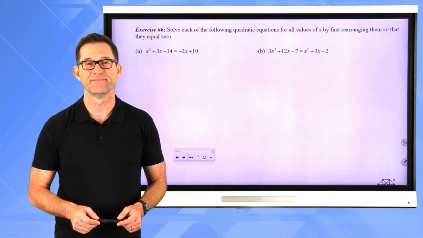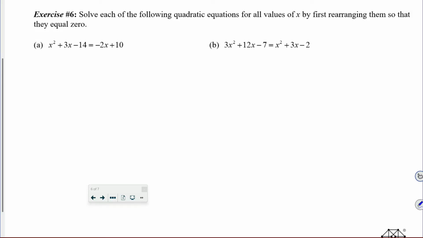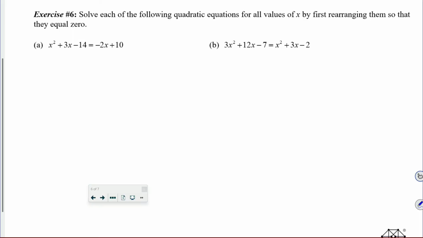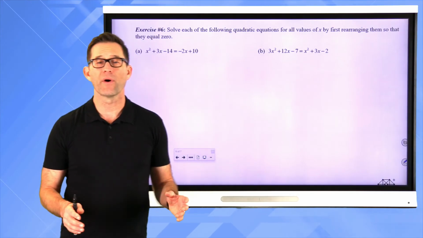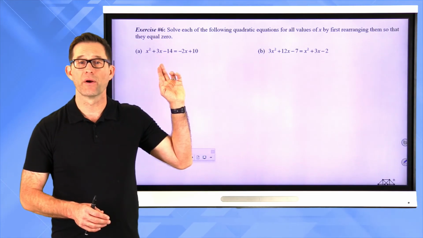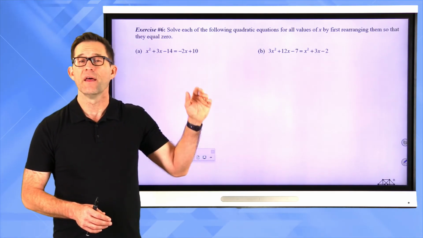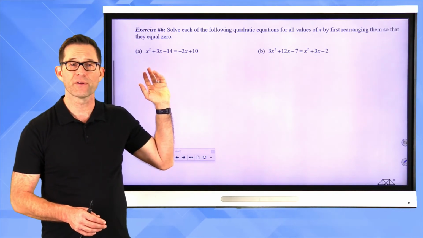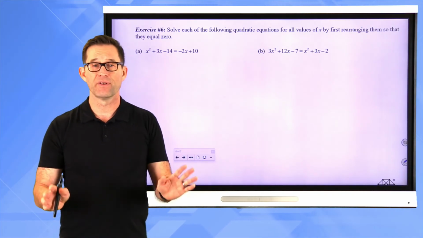Exercise number 6. Solve each of the following quadratic equations for all values of x by first rearranging them so that they equal 0. All right, letter A. X squared plus 3x minus 14 is equal to negative 2x plus 10. Now to begin with, on this particular equation, I see that the left-hand side's got an x squared and the right-hand side does not. That means what I'm going to try to do is move everything from the right over to the left, okay? And then I'll have it equal to 0.